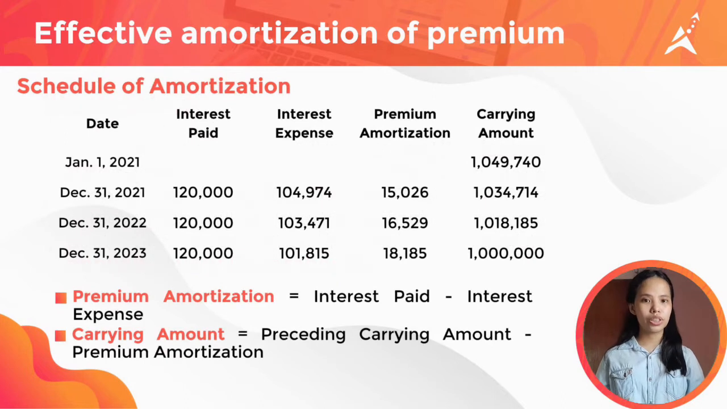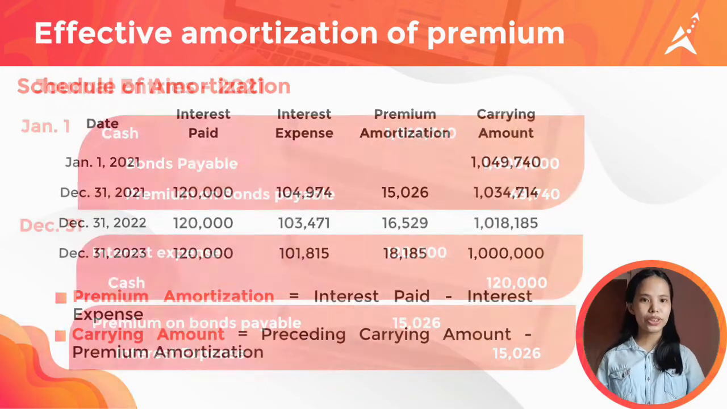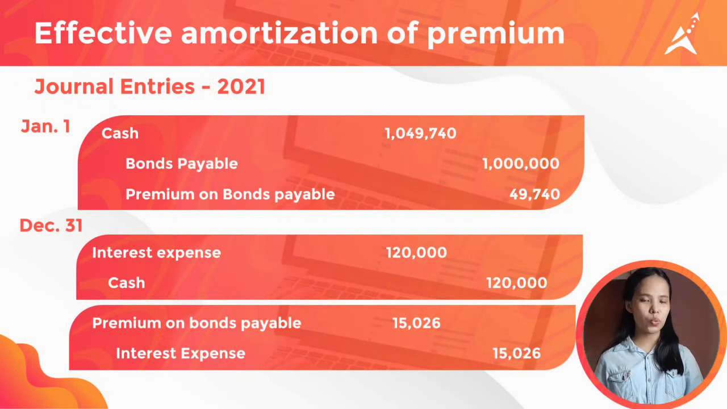For the schedule of amortization for premium, just use the same formula to get the interest paid and interest expense. And to solve for the premium amortization, interest paid minus interest expense, and for the carrying amount, preceding carrying amount minus premium amortization. These are the journal entries for the year 2021.